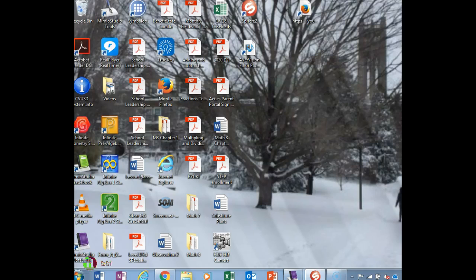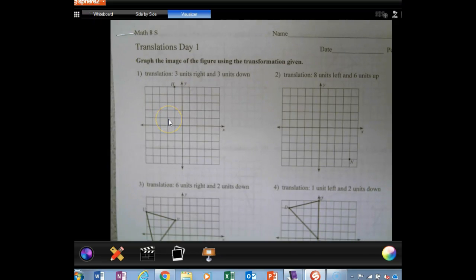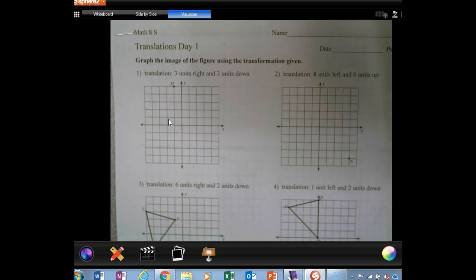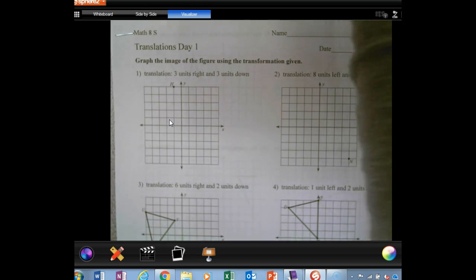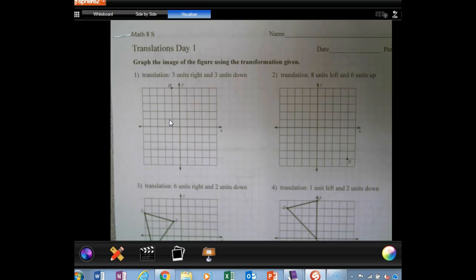All right, so, oh, what happened? There we go. I need to zoom in a bit. Is that as much as it's going to zoom in?